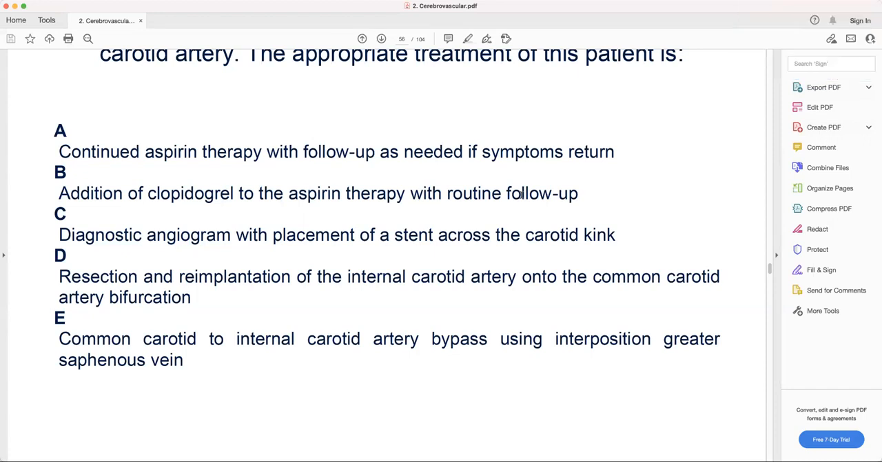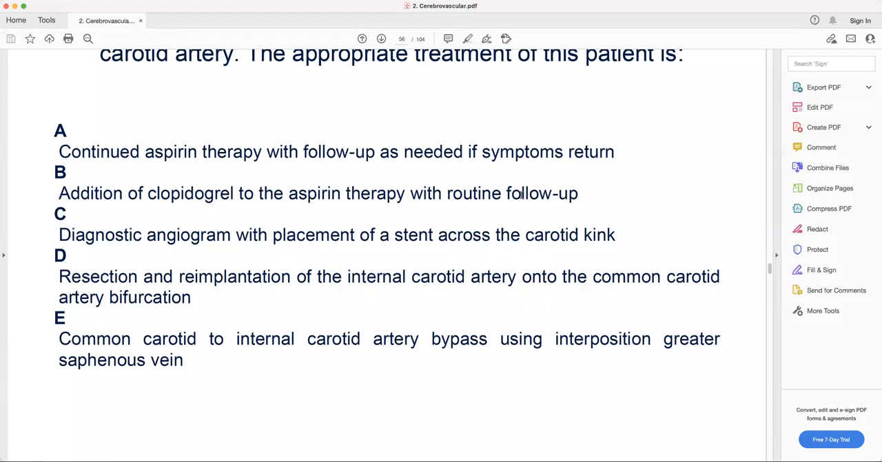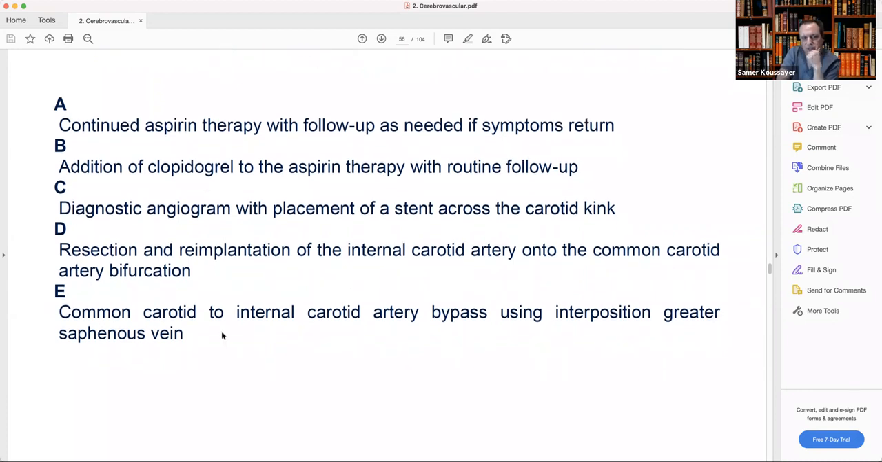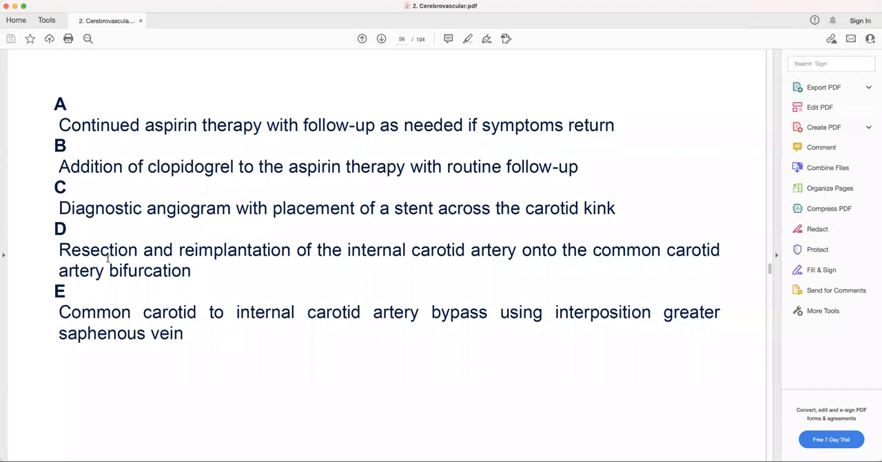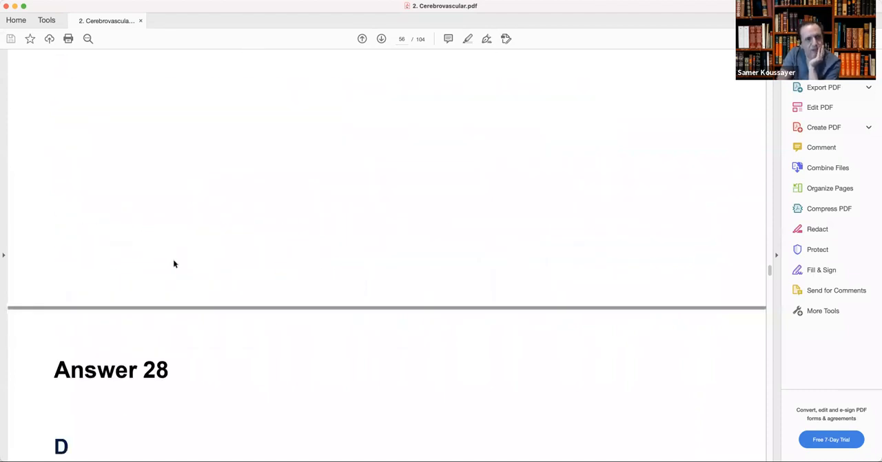Resection and reimplantation of internal carotid into the common carotid artery bifurcation. Sounds correct. Yeah, this is a proven technique. Common carotid to internal carotid artery bypass using interposition great saphenous vein. I don't think it will treat the kink. Yeah, it doesn't make sense really. It's too much to do carotid to internal carotid. We can fix it with resection and reimplantation. Sometimes this question even could happen, but it doesn't make sense, you know. So D, I think, would be the best answer. You just take it, cut the extra piece, and reimplant it. It's the best way. All right.